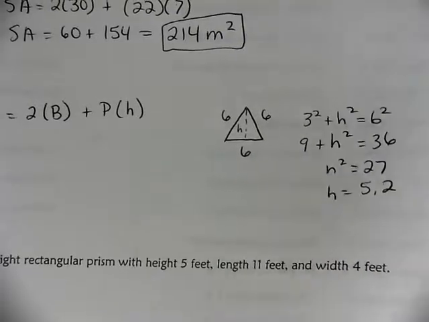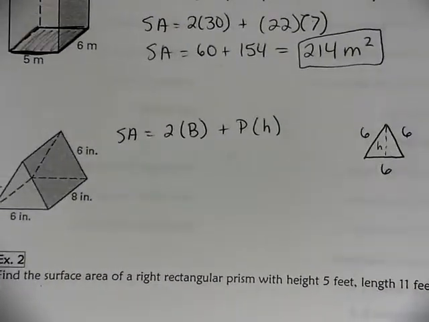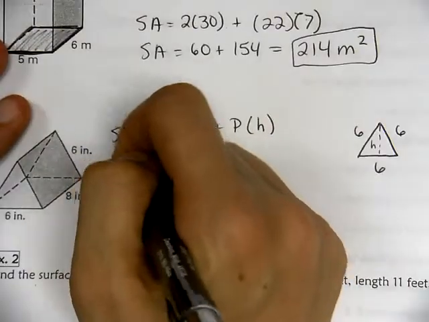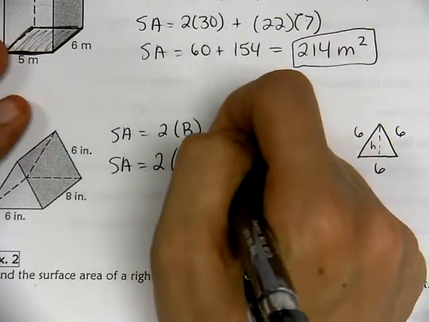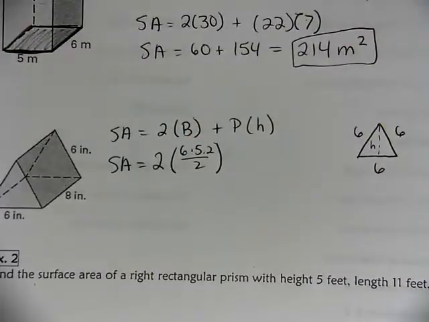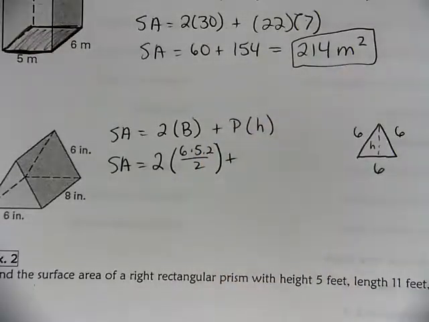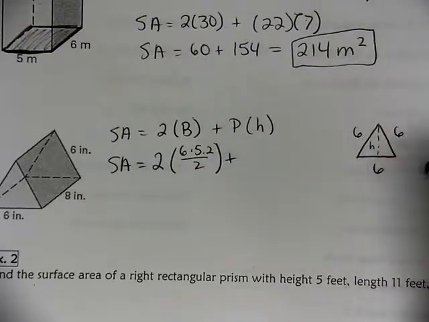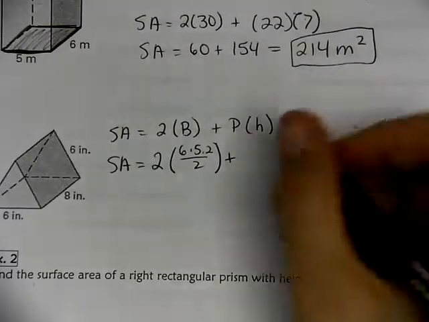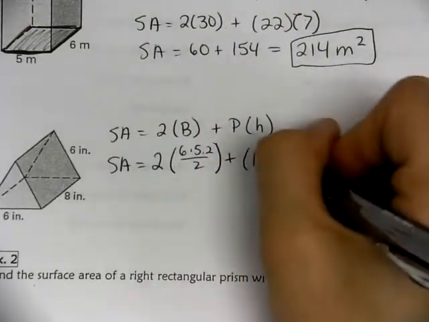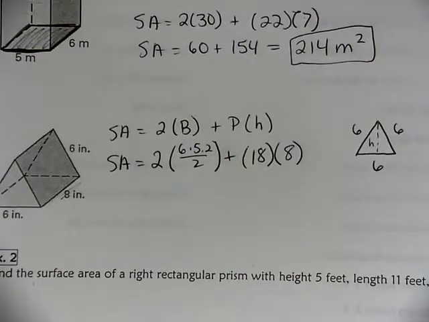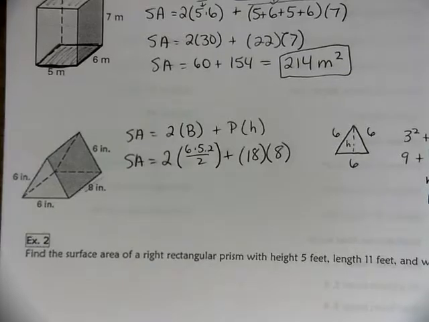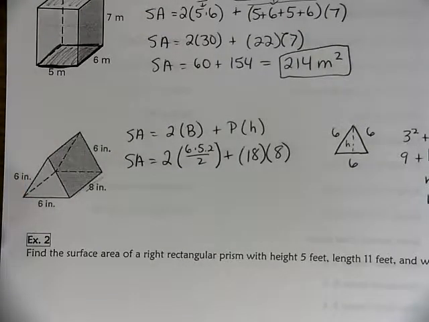How do you find area of a triangle? Base times height divided by 2. So the surface area is 2 times 6 times 5.2 divided by 2. That's base of the triangle, height of the triangle. Plus, the perimeter of the triangle is just 6 plus 6 plus 6, which is 18. And the height of the prism is actually this length here, 8. Okay, see how that works? It's a little complicated.